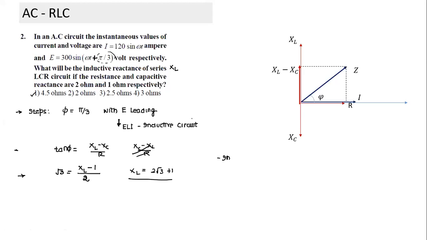Suppose we use the impedance formula, what would happen? Let's see how we use it. Why do we use the impedance formula? Current and E both are given. I get two pieces of information. I use the impedance, Z is equal to E by I, which is equal to 2.5. But Z is equal to, the problem is now, root of R square plus XL minus XC square.